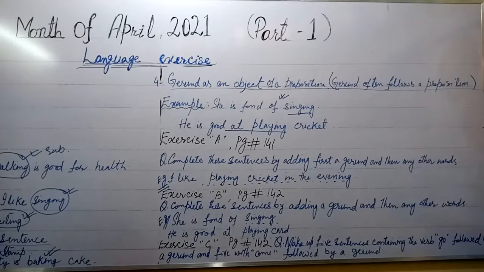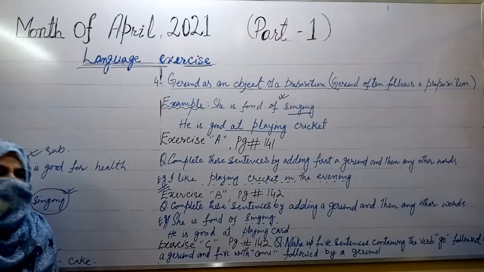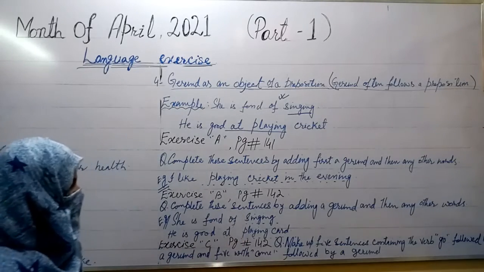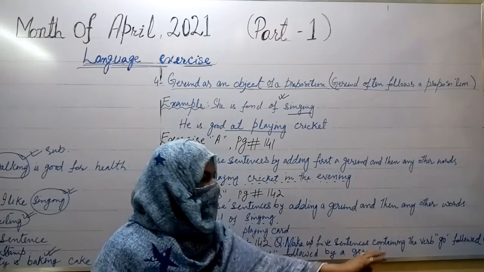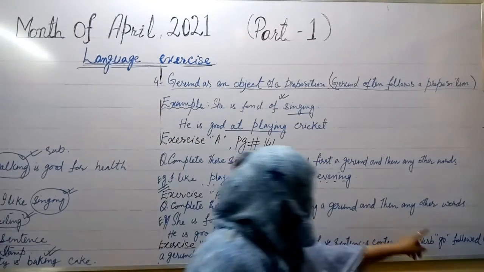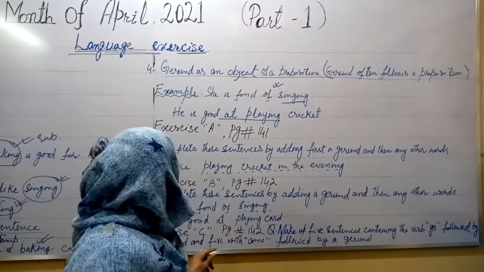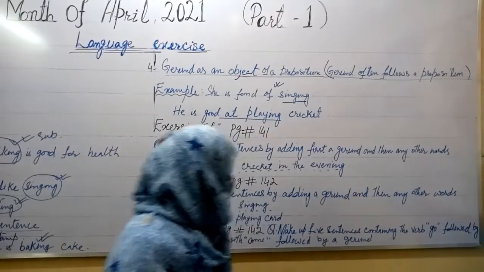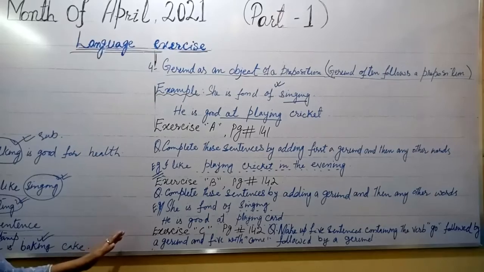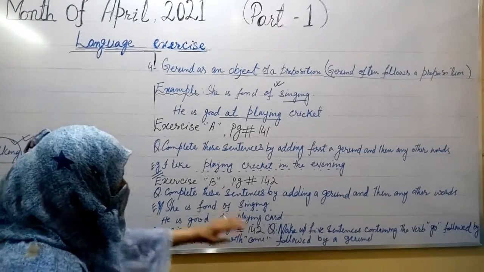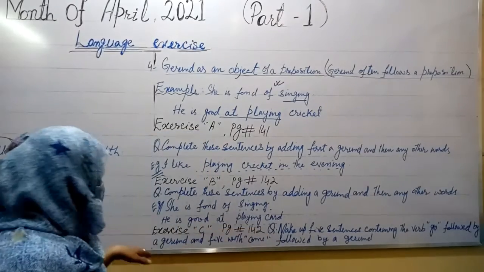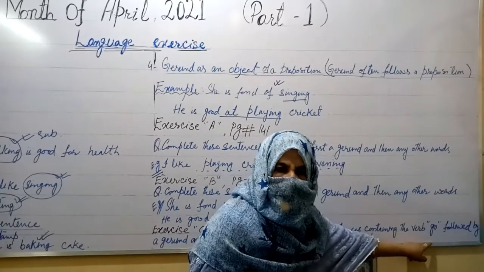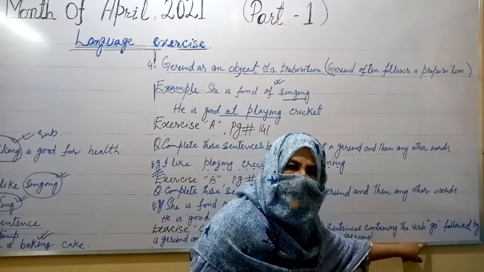Okay, beta. Next exercise. Exercise C. From page number 142. And the question is, make up 5 sentences containing the verb go, followed by a gerund, and 5 with come followed by a gerund. It means, how will you do? You will do these questions in 2 parts. First, you will make sentences followed by a gerund, but you will use the verb go. You have to make 5 sentences with verb go.